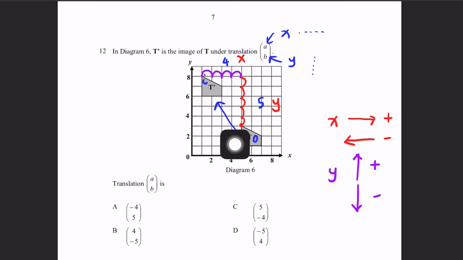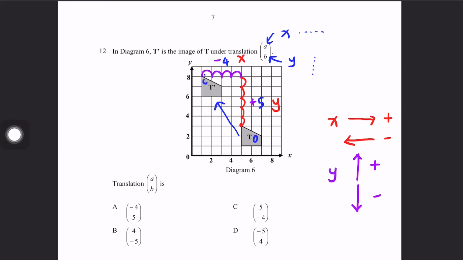Daripada object to image. Okay, sekarang object. Tengok ni. 1, 2, 3, 4, 5. Gerak ke atas kan? Betul tak? Ke atas, so dia adalah plus. Okay, sekarang dari sini dia nak ke image ni. 1, 2, 3, 4. 4 unit. Tapi dia ke belakang. Kalau dia undur ke belakang, dia adalah negatif.